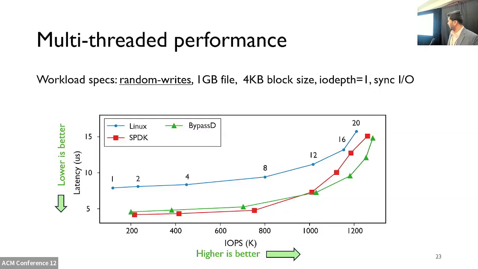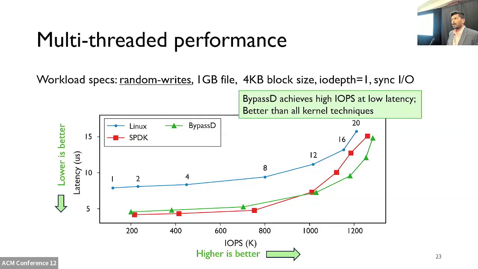And bypass D is very close. There's, again, as I mentioned, slight increase in latency, which can be attributed to the virtual block address translation overhead. And we see that bypass D is able to achieve, again, similar performance to SPDK.